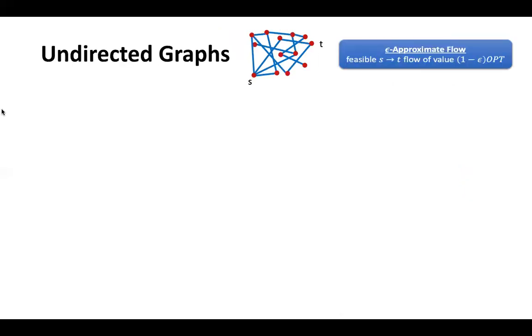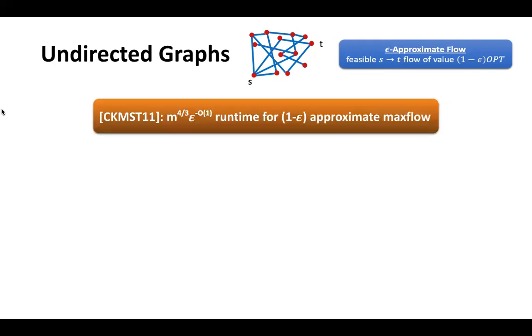A primitive that seems very interesting for max flow is, what if we had an epsilon approximate undirected max flow? Maybe that could just directly help with a directed max flow. And in a breakthrough result in 2011, CKMST showed an m to the 4/3 runtime for 1 minus epsilon approximate max flow.